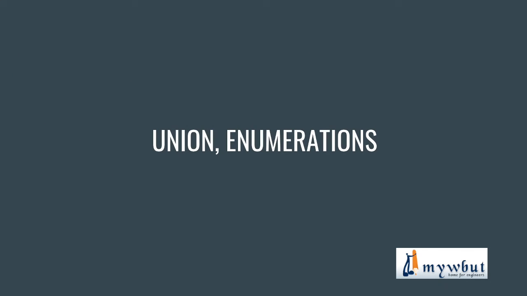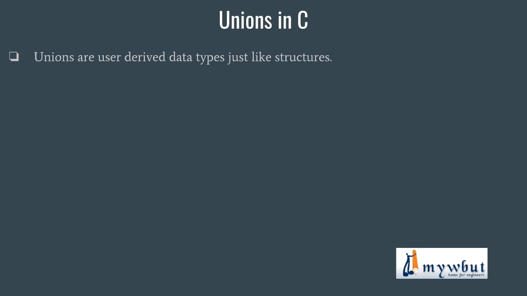Hello guys, welcome back. In this video we will discuss unions and enumerations in C. We have already discussed what structures are. Just like structures, unions are also derived data types and they are very similar, except for one difference: structures use distinct memory storage for all their member variables, while unions share the memory.